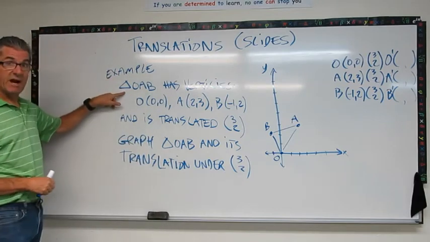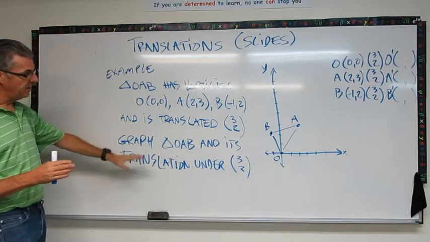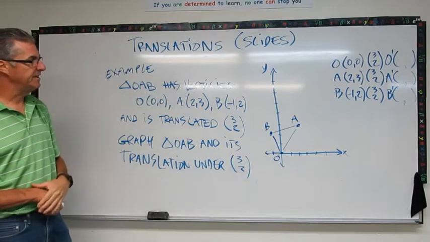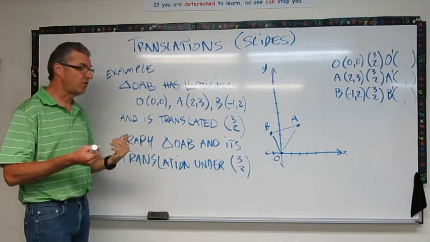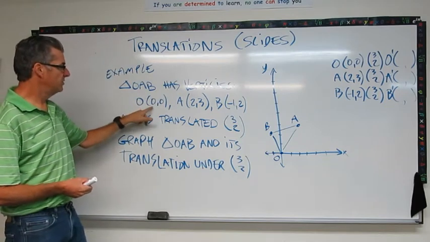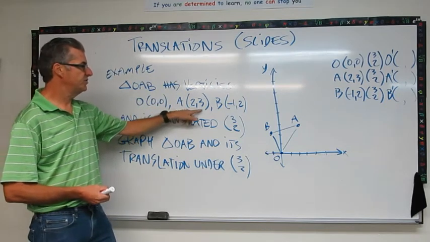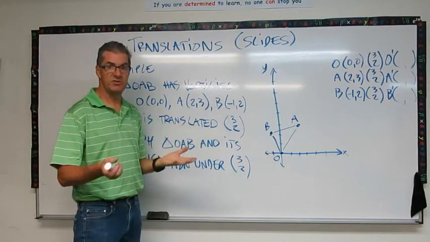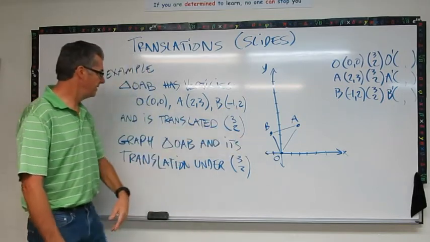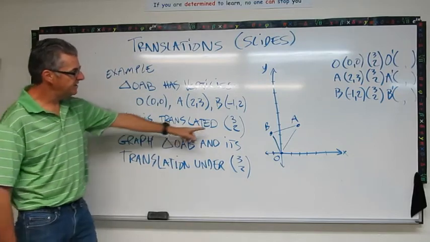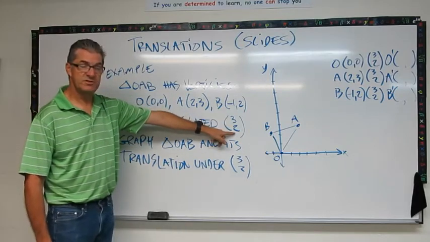Okay, let's do a quick example. We're going to do a triangle. Follow along here and then we'll get over on the graph and get it done. So triangle OAB has vertices, like the corners of the triangle. Point O, which is 0, 0, point A, which is 2, 3, and point B, which is negative 1, 2. So that's our triangle, and you can see I've already put that on the graph over here. Now it's going to be translated by the vector 3, 2.